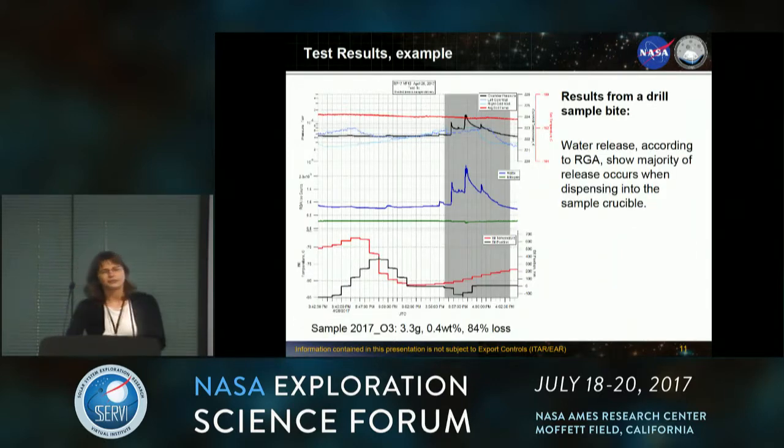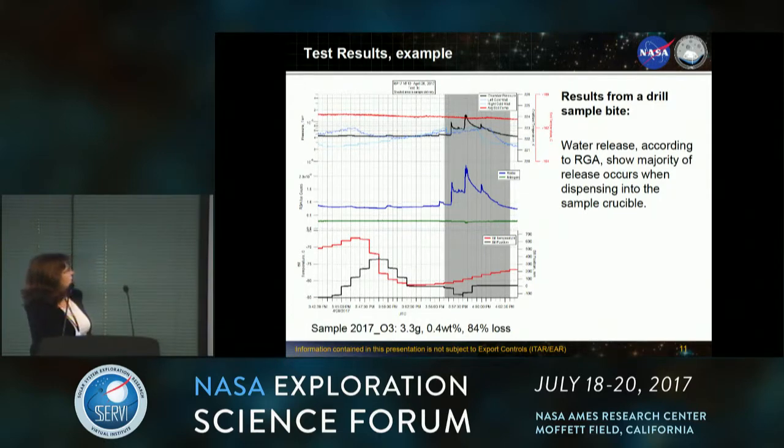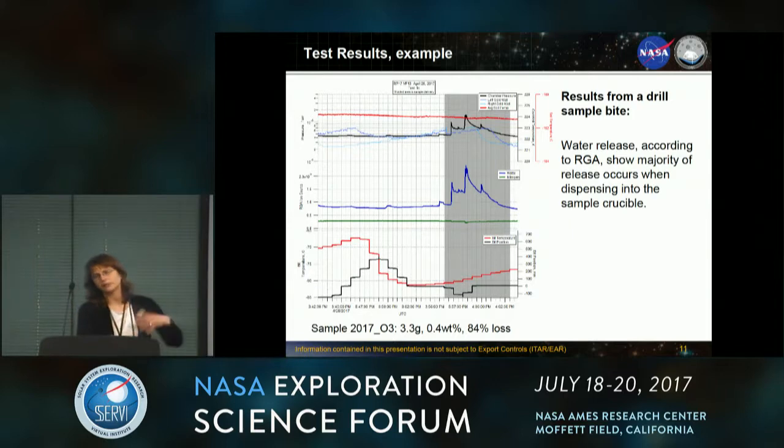Okay, this is a sample of the results. So to go through this real quick, at the bottom here, let's start here, is drill. This is just from a sampling bite. So what you're seeing here is the black line is the drill position. So we're drilling down. When we're at the peak here, we're at depth. Here's where we're retracting the drill. And then this gray region here is when we're brushing into the sample, when we're capturing the sample into the crucible. The red is the drill bit temperature.